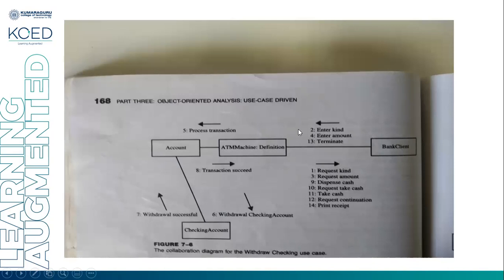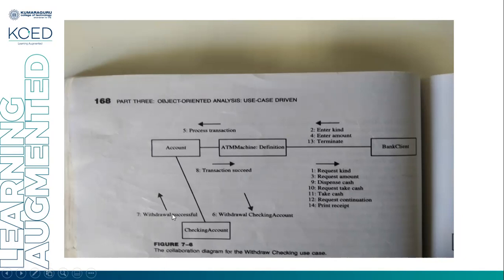Number two, user enters the kind of transaction. Three, ATM machine requests the amount. Four, bank client enters the amount. And five, ATM machine processes the transaction, checks the account. Six, actually withdraw from the checking account. Okay, it's sent to the checking account: withdraw checking account.